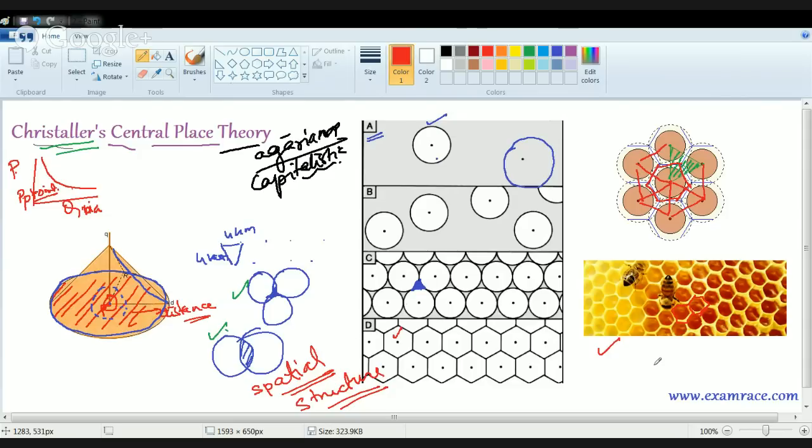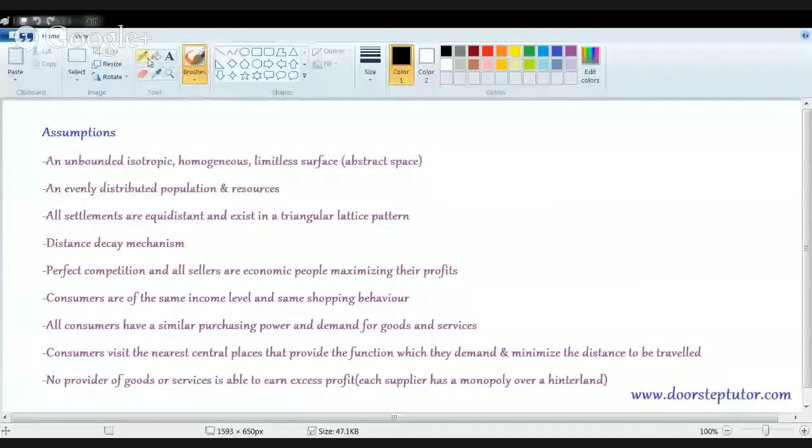Now, once we are clear with this fact, let's first move on to the assumptions that he took into consideration, and then we'll move on to the basic fundamental terms that he used. So here is the set of assumptions. He said that any surface that we are catering to must be an isotropic plane, or a plane area. The resources must be evenly distributed, and so must the population. So you have resources and population which are evenly distributed over the region.